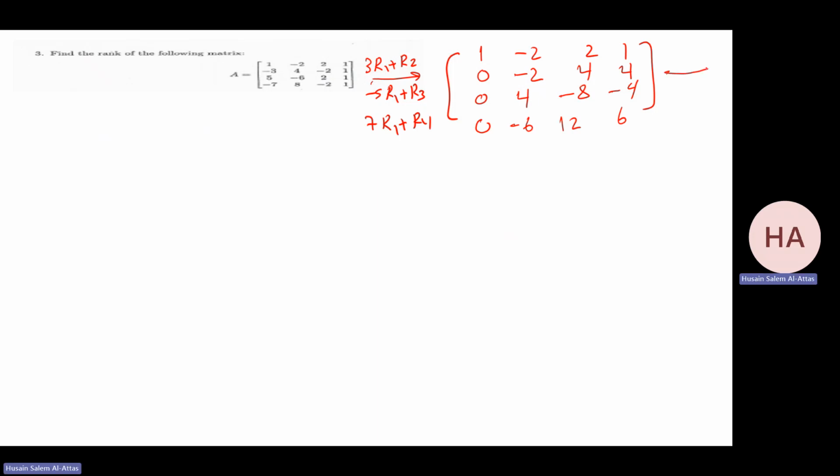I can divide the second row by minus 2, or multiply by minus half, it's the same idea. See what will happen. I have 0, 1, minus 2, minus 2. And the rest are the same.